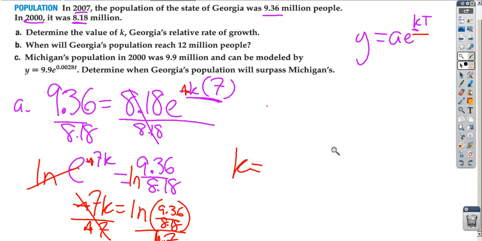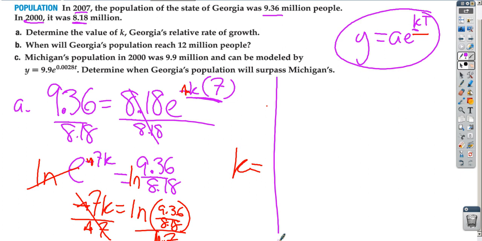Second question, when will the population reach 12 million? So with all of these problems, we want to figure out what part of this equation right here they're asking us to solve for. When will the population reach 12 million? That's a question about the current amount. When will the current amount be 12? And current amount refers to the y value. So we want y to equal 12.